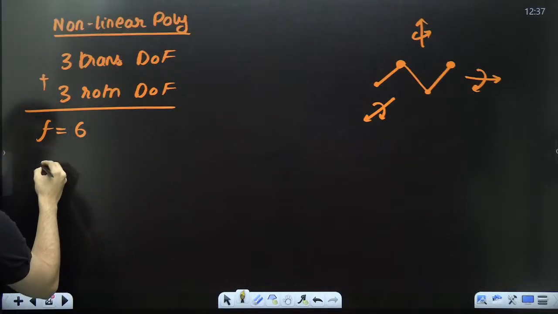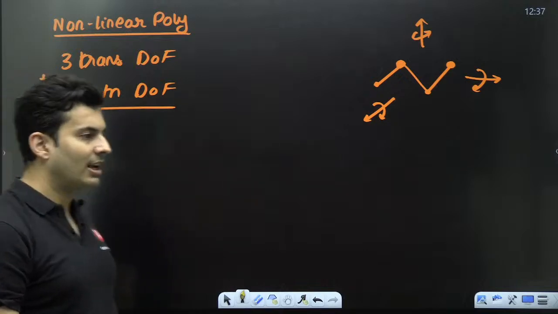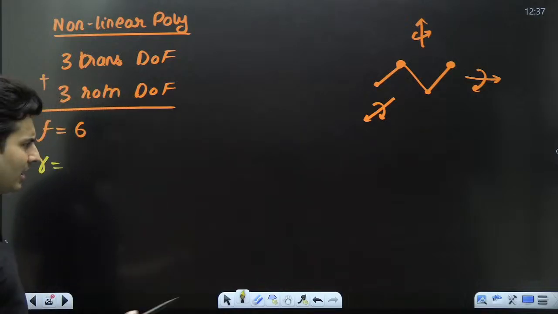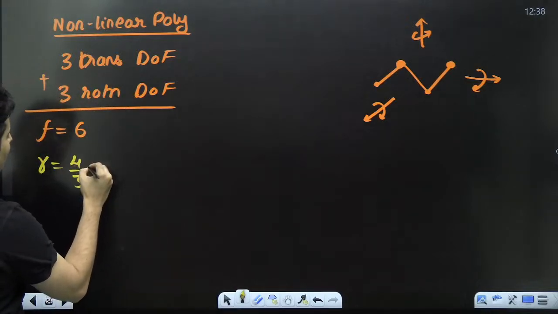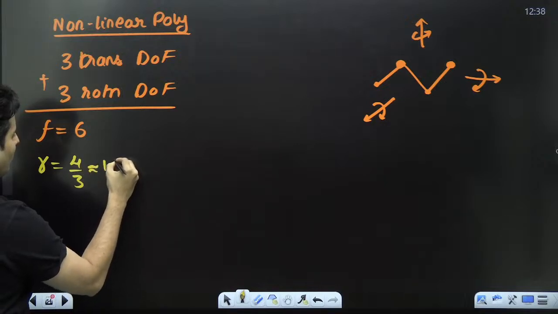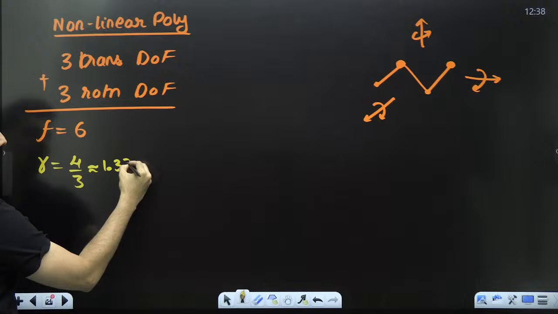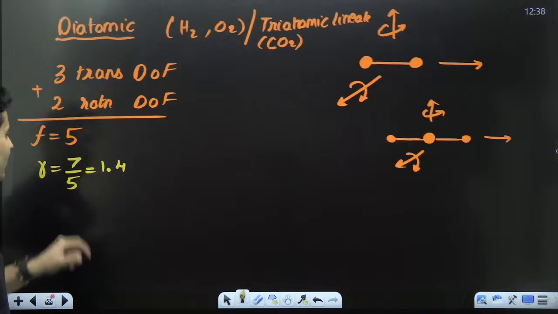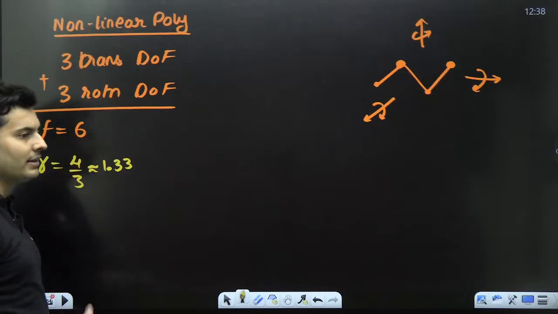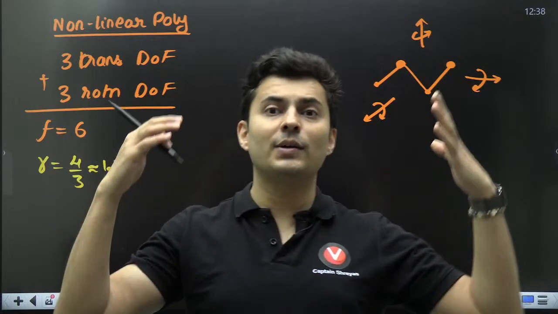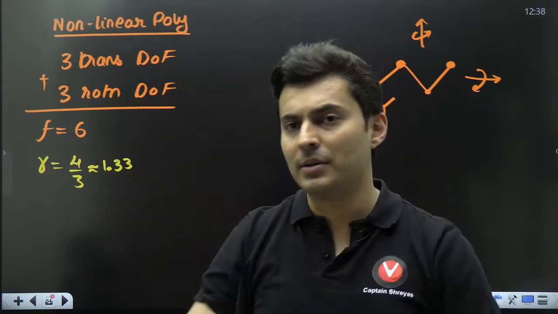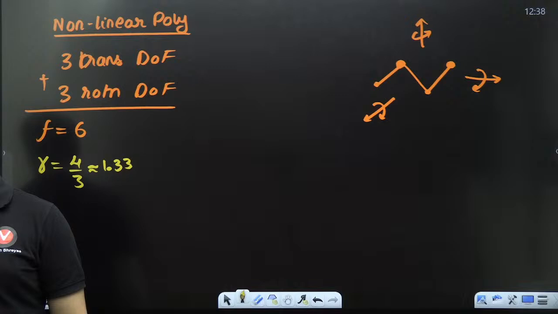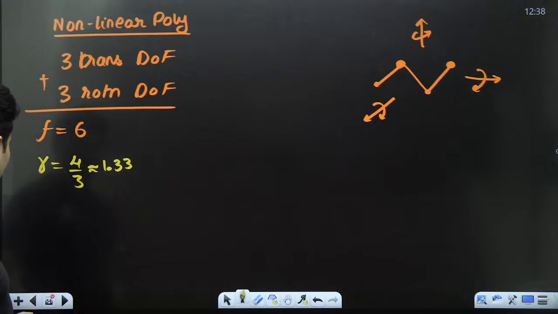And as you go higher, how much will it go? Gamma will be 1 plus 2 by 6, which is 1 plus 1 by 3, which will make it 4 by 3, which is nothing but 1.33, right? So if you notice, from 1.67, it came down to 1.4 and it came down to 1.33. So as you go from mono to dia to poly, the gamma value keeps reducing. Very good. These are some important things.